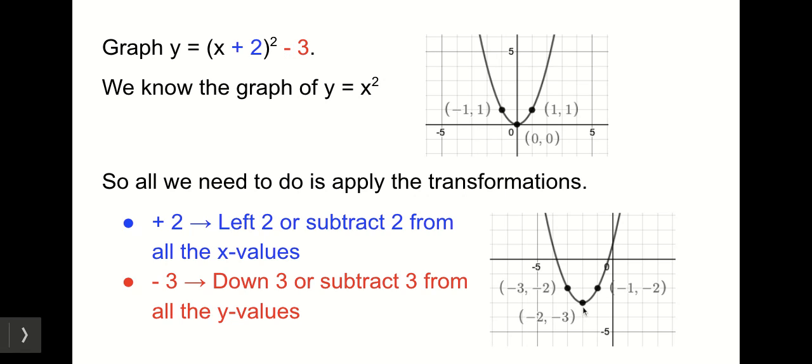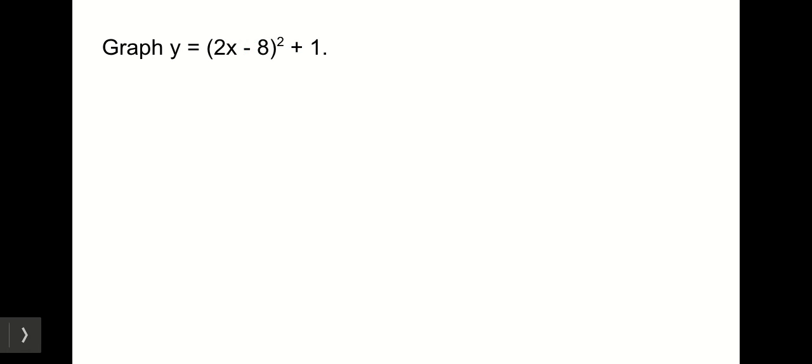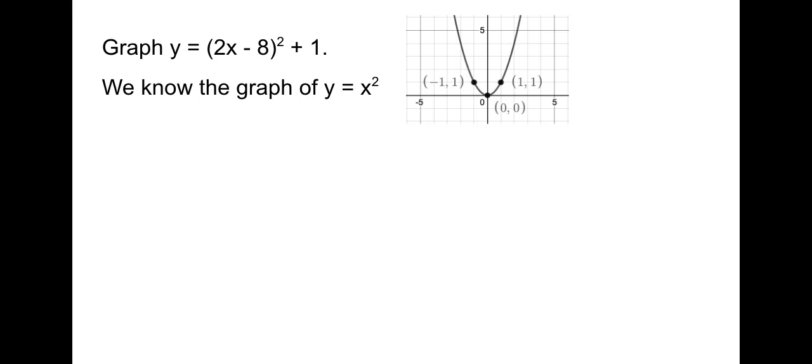So negative 2, negative 3, that's the vertex. That's why they call it vertex form, all right? Okay, let's try this one. So I have 2x minus 8 squared plus 1. It's vertex form, which is nice. So again, I know the original graph x squared, so all I need to do is transform these 3 points.